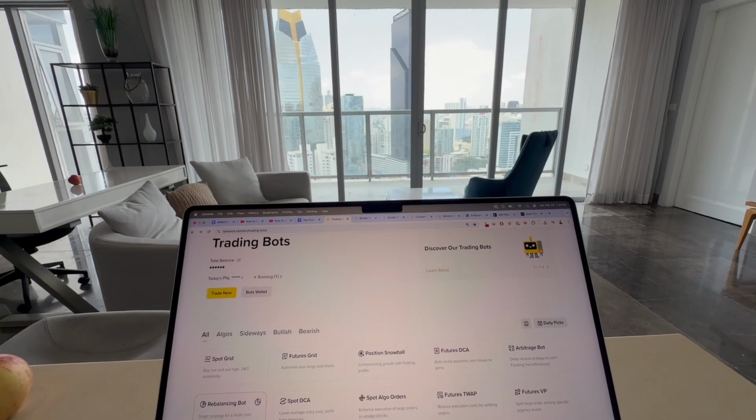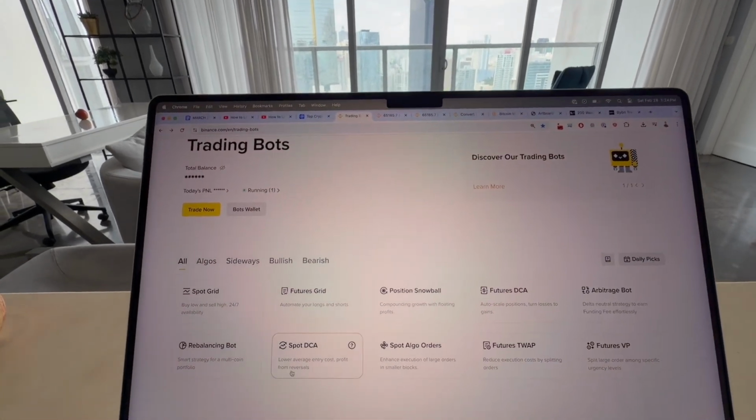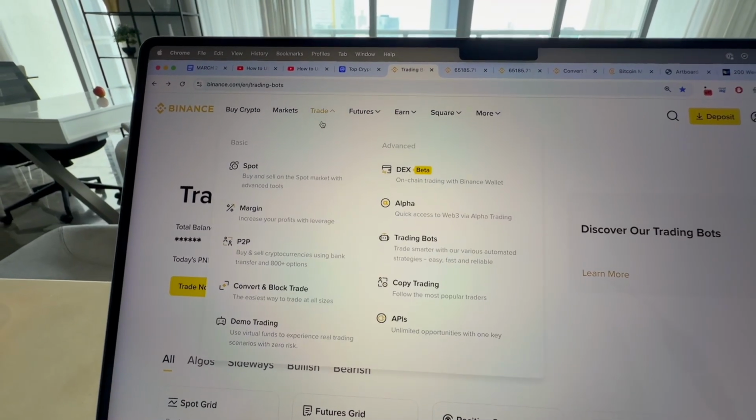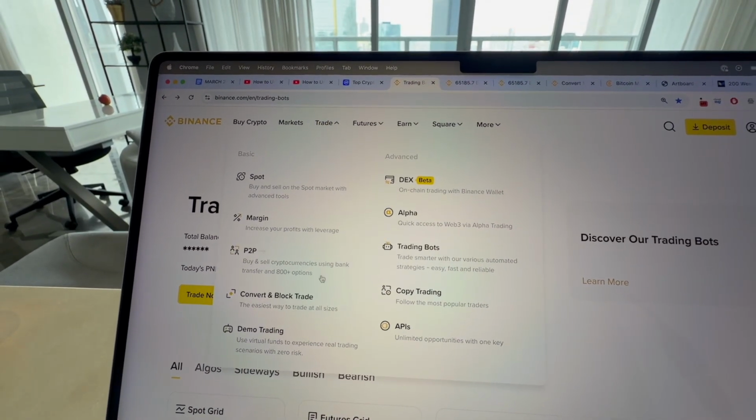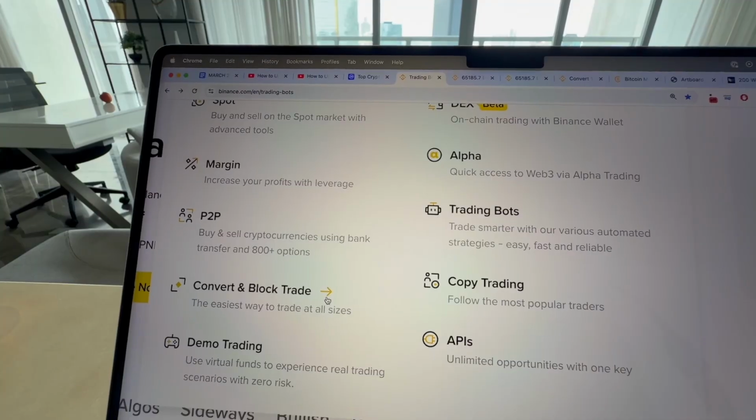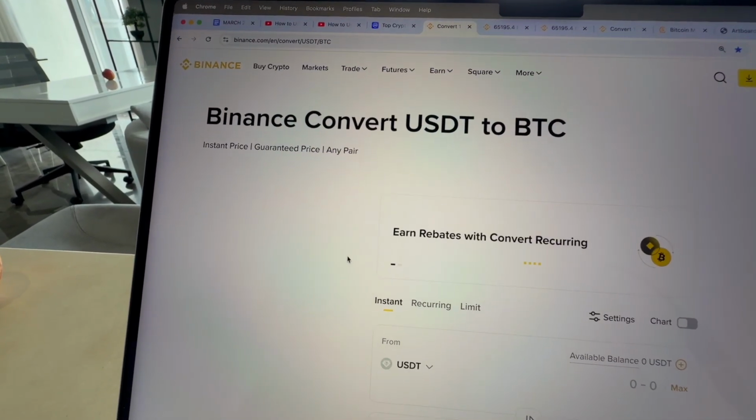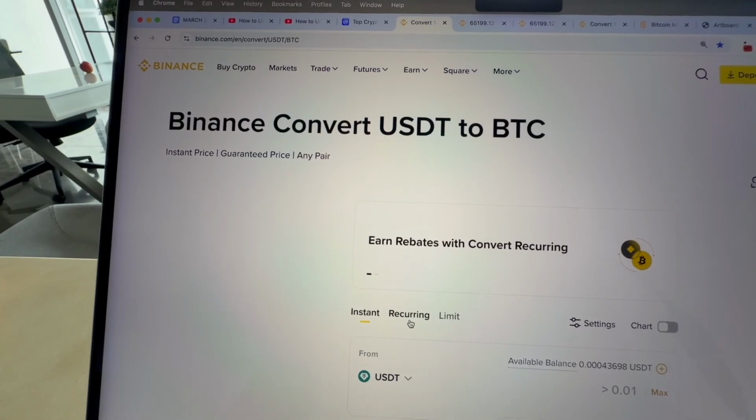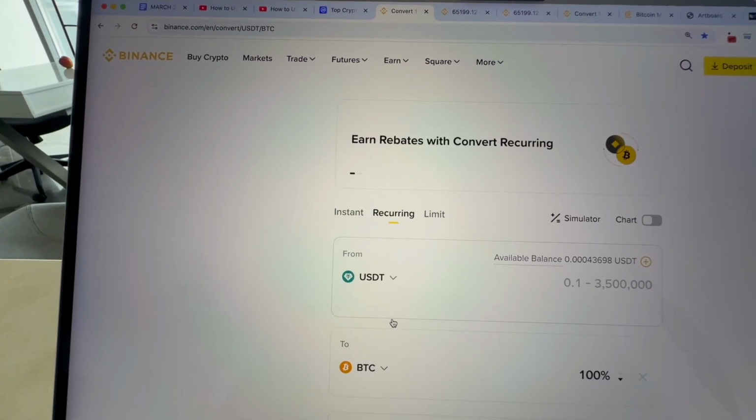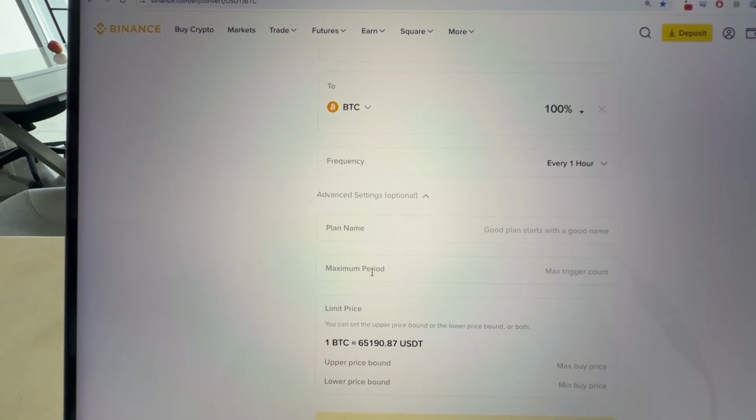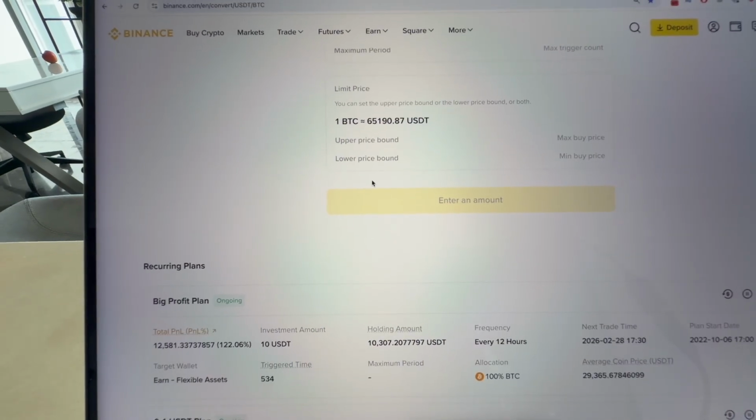Now, which one is the number one recommended trading bot in my opinion, it's found in a different place. If you come here into trade, you can see here convert and block trade. You can see what happens. Easiest way to trade at all sizes, it says. And here we have it. Recurring, convert, recurring. This is the real DCA bot, because this bot will be buying regularly.